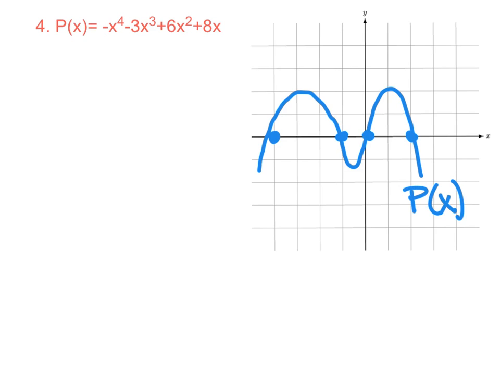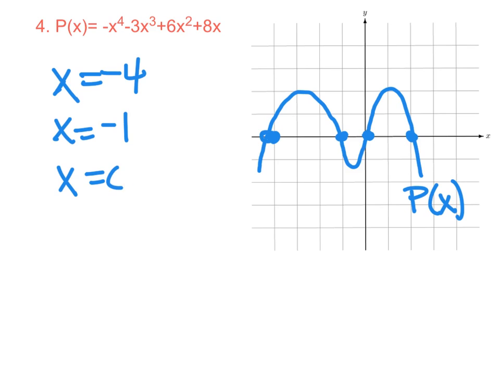Now, what they wanted to know was what were the zeros. So, well, here they are right here. So we have x equals -4. We have x equals -1. We have x equals 0, and lastly, we have x equals 2.